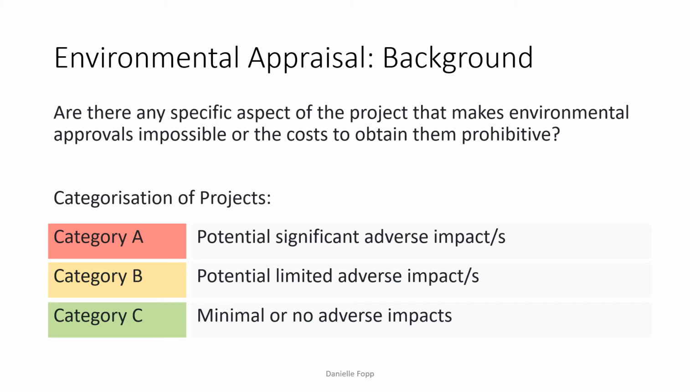Now, all projects are likely to have some impact on the environment, and most impacts can be dealt with through design. So the EIA process, which is an environmental impact assessment process, which we will touch on shortly, is designed to address these potentially significant impacts. We want to ensure that our project is a B or C category. In other words, there are limited or no adverse effects, and those which are there can be mitigated or minimised.